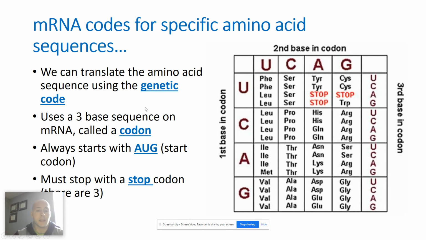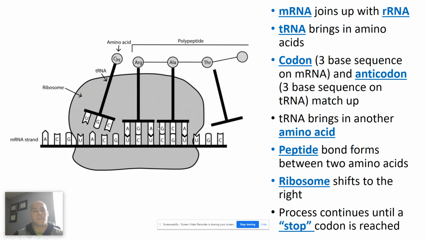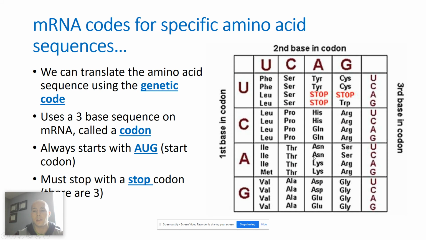uses a 3-base sequence on the mRNA called the codon. So basically, if we go back here, this is showing us we have our mRNA strand. We know what our tRNA is going to be, the anticodon, but we don't know what amino acid it's going to bring in. We have to use this chart in order to figure out which amino acid it's bringing in. So, like I said, AUG is always the start codon. Every single time, without a doubt, AUG will be your start codon.